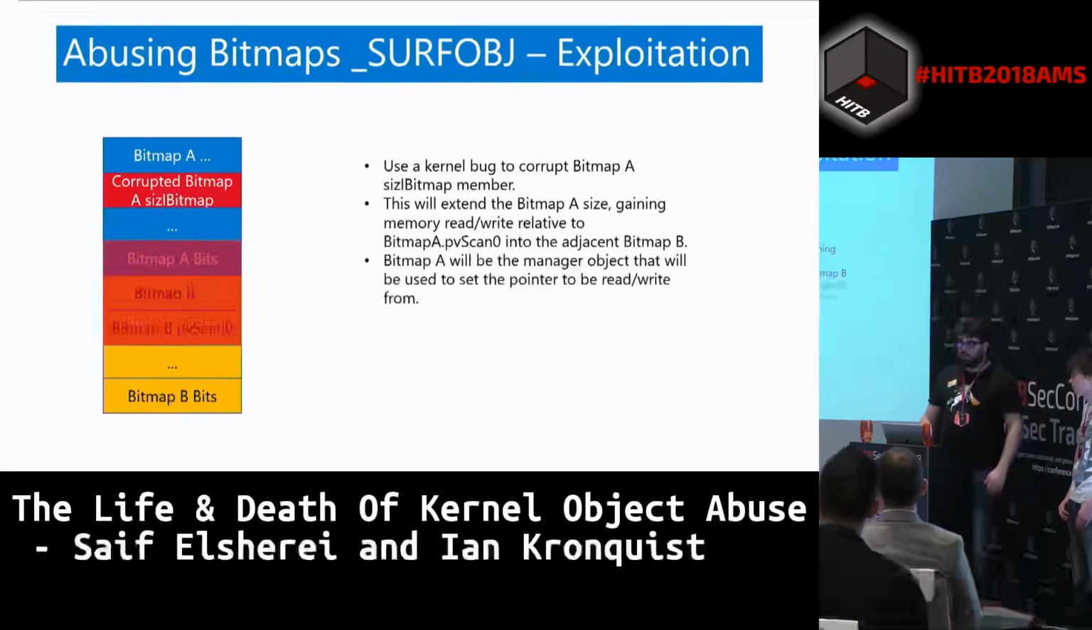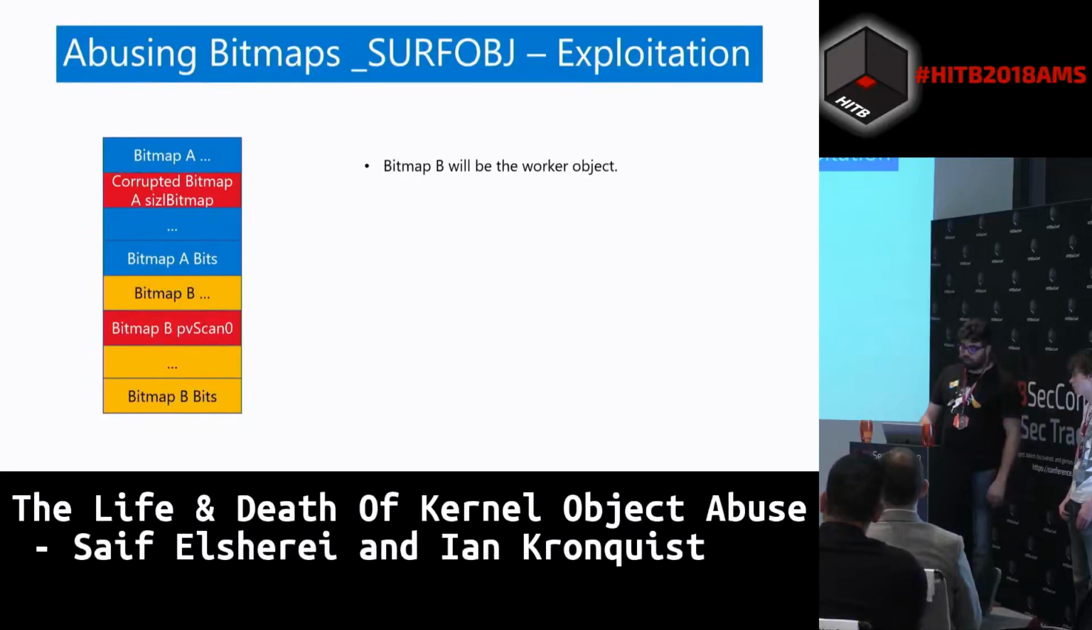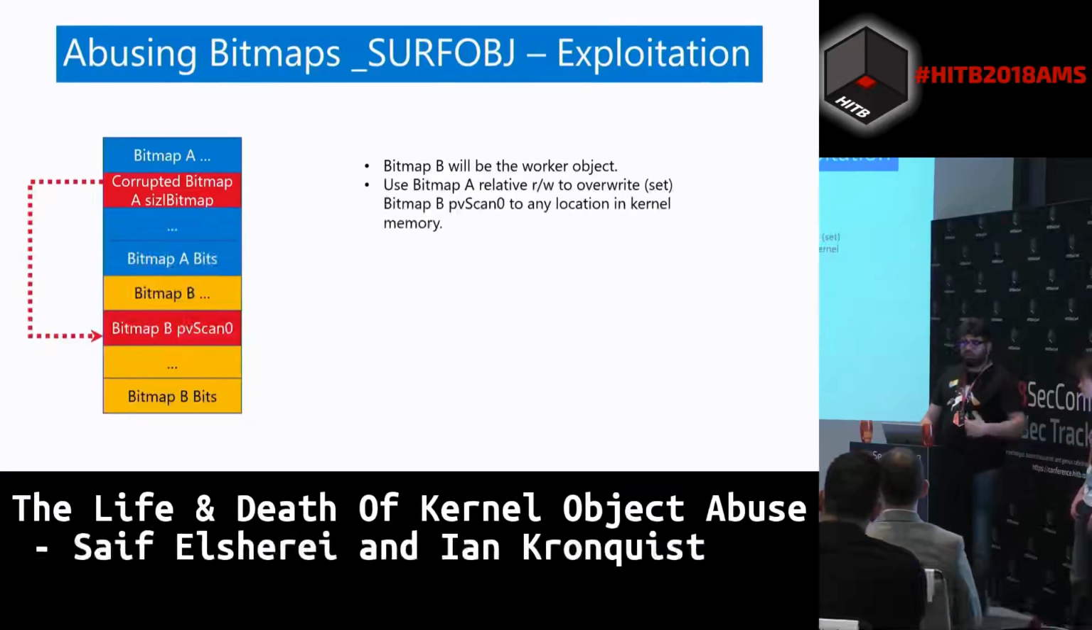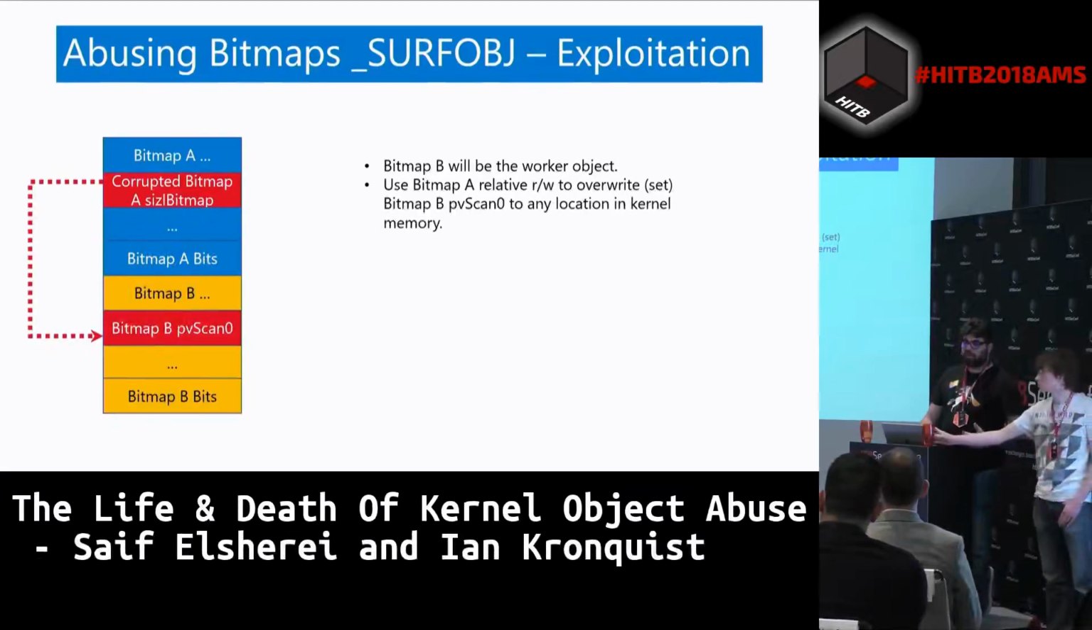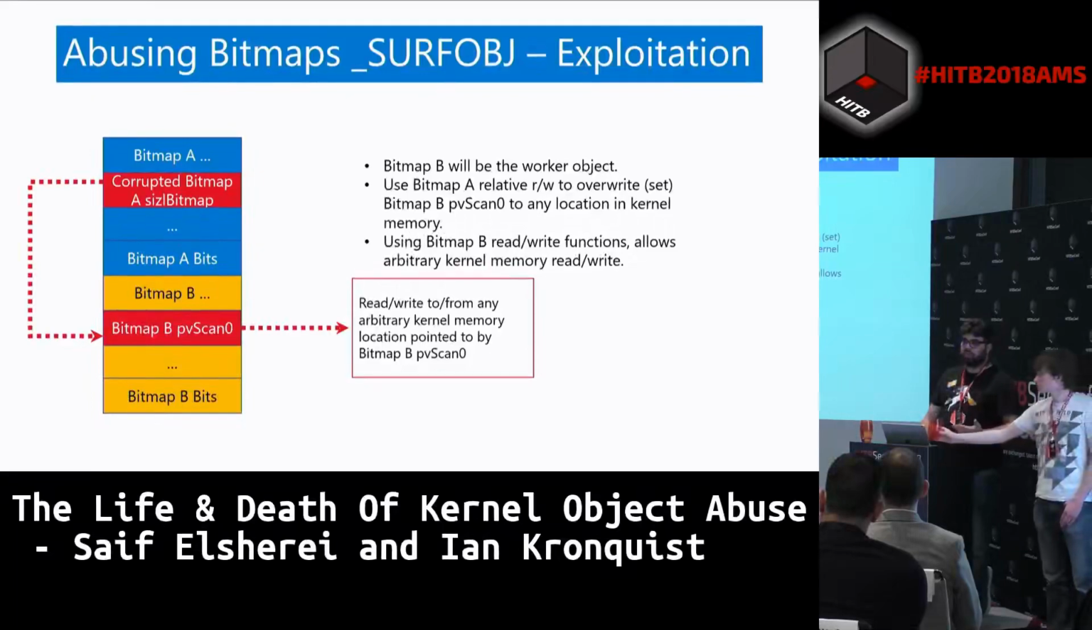bitmap. And that means that the first bitmap will be the manager that will be used to set pointers to read and write from the second bitmap. The second bitmap will be the worker object. We will use the relative read and write to override the pvScan0 member of it with any value that we need. And then when we use GetBitmapBits or SetBitmapBits on the second bitmap, we'll be able to read and write from an arbitrary memory location.